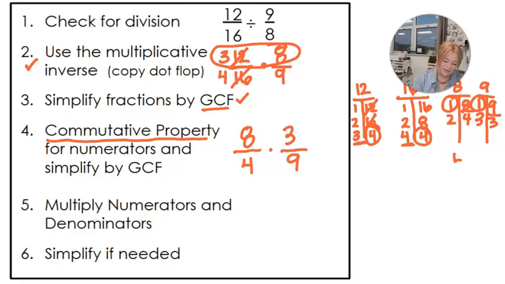So we already have factors of 8, but we need factors of 4. 1 and 4, 2 and 2. And their GCF is 4. These can both divide by 4. 8 divided by 4 is 2. And 4 divided by 4 is 1. We've simplified it even more.